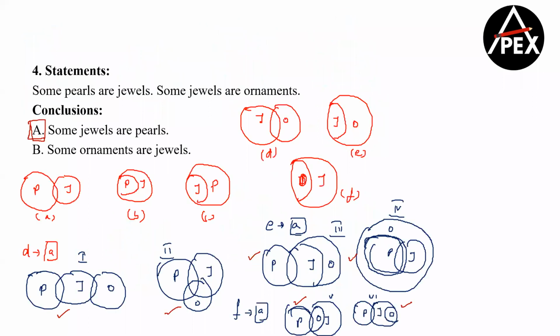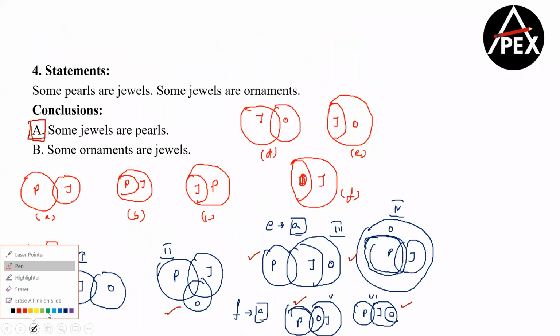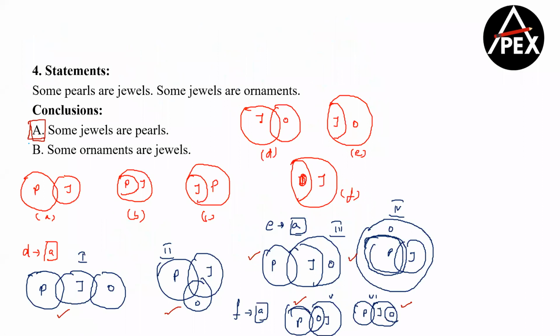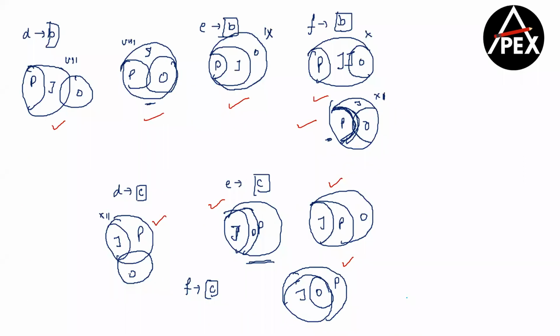All right. Now I'm going to use another ink. Why? Because I can, and it's simpler. To validate conclusion B. Are some ornaments jewels here? Yes. Are some ornaments jewels here? Yes. Some ornaments are jewels? Yes, in each of these diagrams.